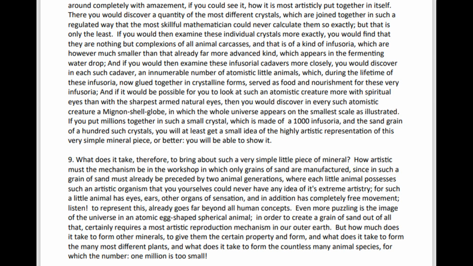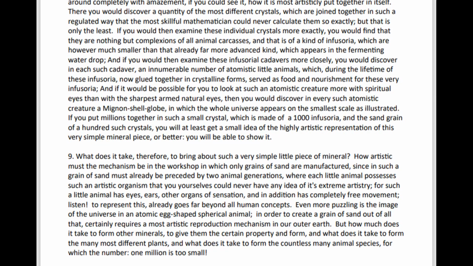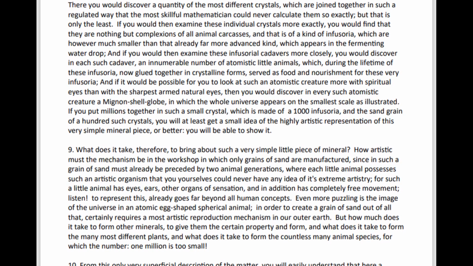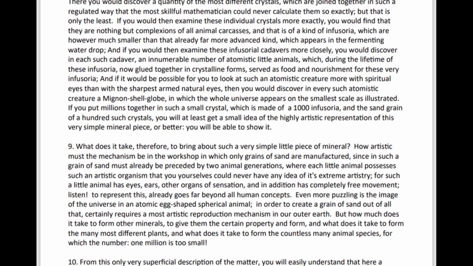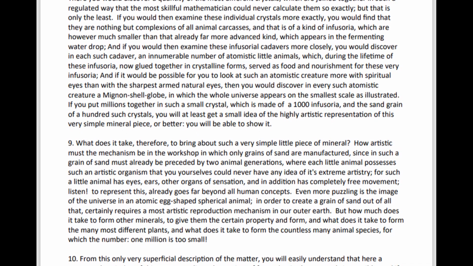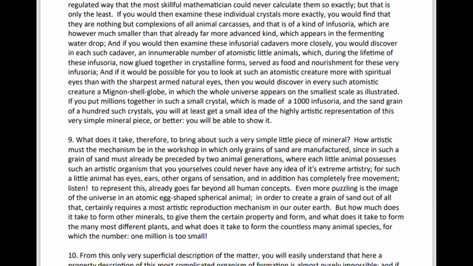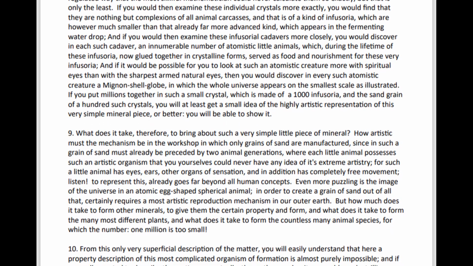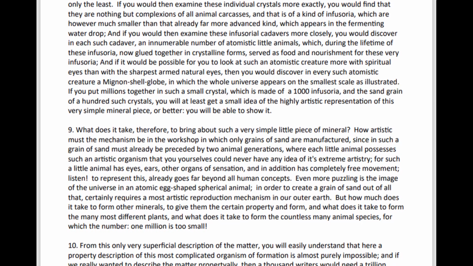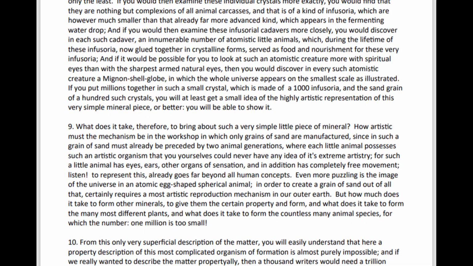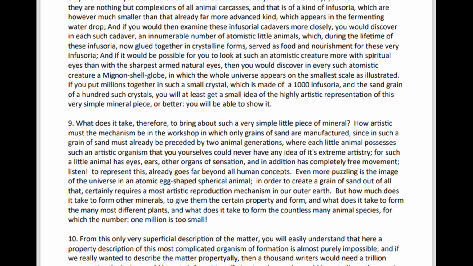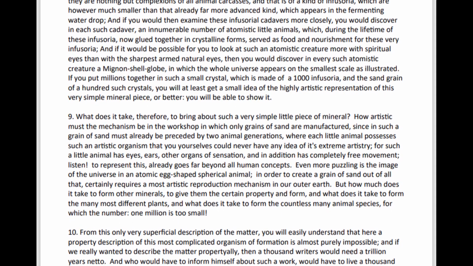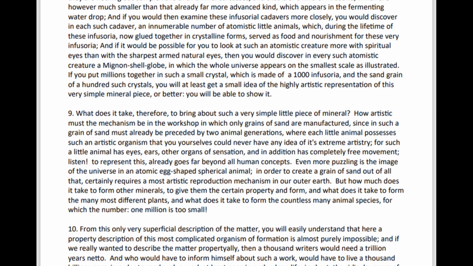What does it take, therefore, to bring about such a very simple little piece of mineral? How artistic must the mechanism be in the workshop in which only grains of sand are manufactured? Since in such a grain of sand must already be preceded by 2 animal generations, where each little animal possesses such an artistic organism that you yourself could never have any idea of its extreme artistry. For such a little animal has eyes, ears, other organs of sensation, and in addition has completely free movement. Listen! To represent this already goes far beyond all human concepts.